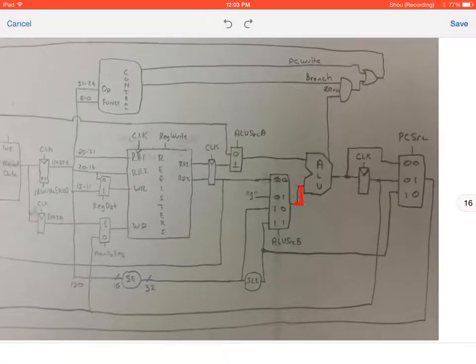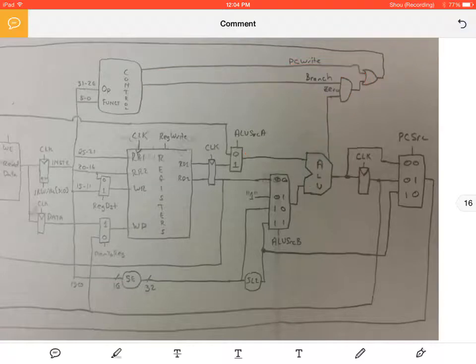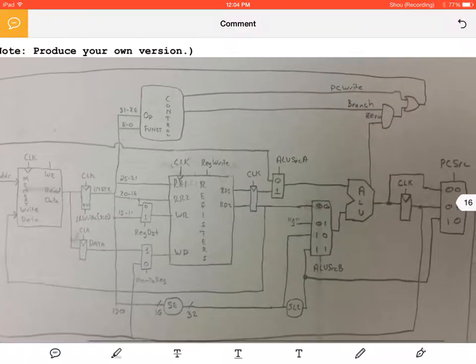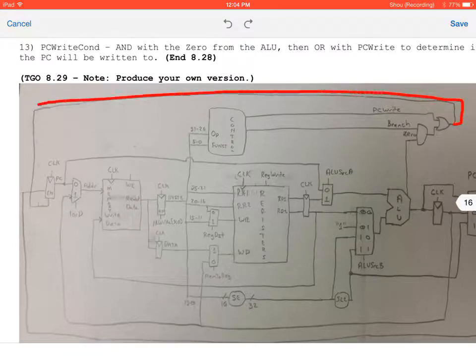So we have decided our 2 ALU sources. We do the calculation within the arithmetic logic unit. The 0 bit is generated. Then we have our control signal. And then we have PC write, which is an AND and then an OR. I can show you what's going on here. This will actually come all the way back, and this will be used as the control signal to the program counter.